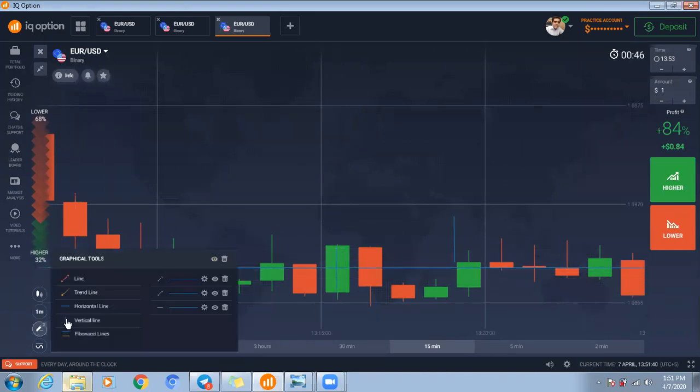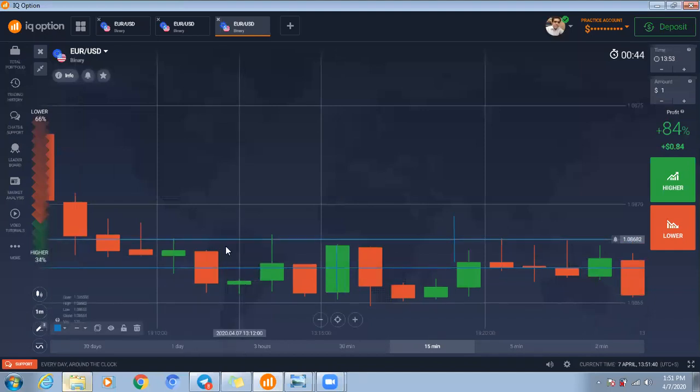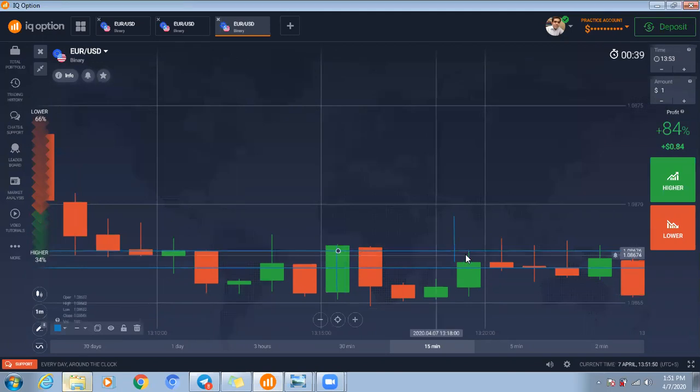Okay, there is another level. You can check each and every level. Every time it is working. So this level is working here. That's why this candlestick goes down. The 50% level was crossed by this candlestick, but above it there was another key level. That's why this candlestick goes down.